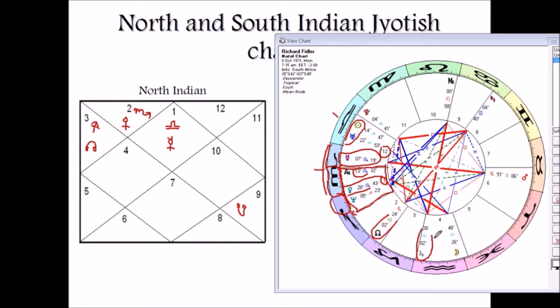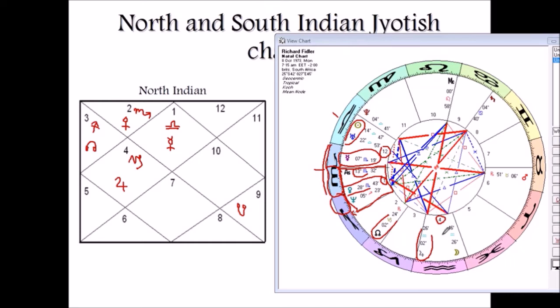When we subtract 23 degrees from this Jupiter, it'll go from Aquarius to Capricorn. And Capricorn happens to be the fourth house here. So what we find is that Jupiter is in the fourth house in both systems. However, in the one system it's in Capricorn, and in the other system it's in Aquarius.